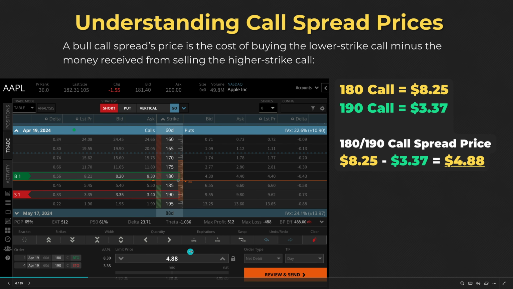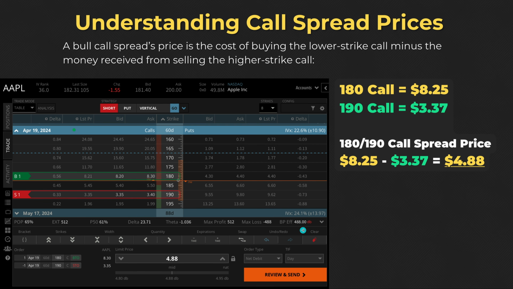This is because we have to account for the option contract multiplier, which basically just means that to get the actual dollar value of an option, or the cost needed to trade it, we need to multiply the listed price by 100. So this 180 call with a price of $8.25, if I want to buy that, I have to buy it for $825. But for selling the 190 call at $3.37, I actually collect $337 for selling that call option. And so therefore, this price of $4.88 means that my entry cost is $488.